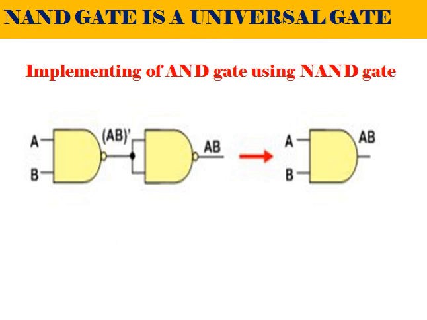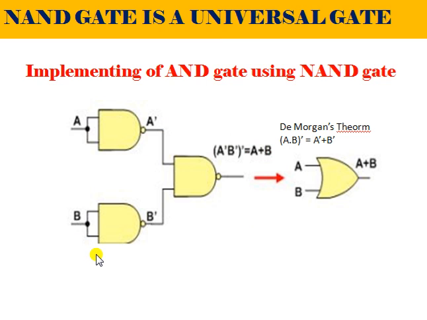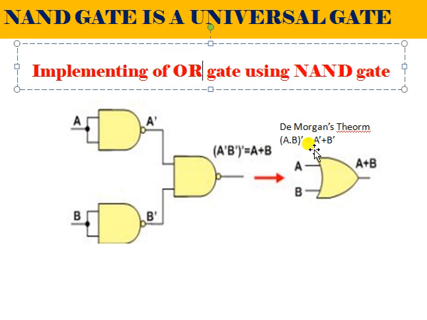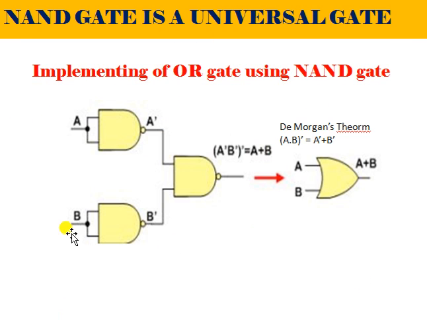Now, here implementation of OR gate using NAND gate. See, A bar, B bar, A bar dot B bar whole bar equal to A bar plus B bar whole bar, equal to A plus B, by De Morgan's theorem. And this is what? This is OR gate.